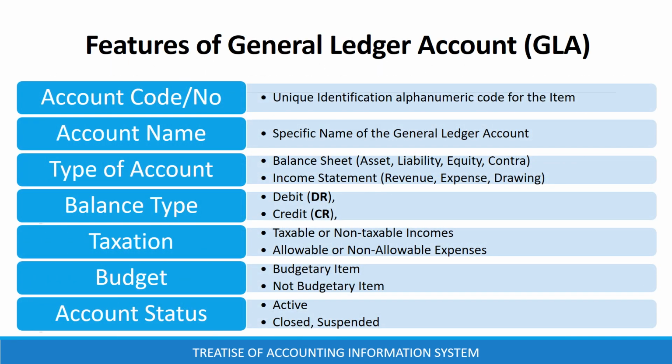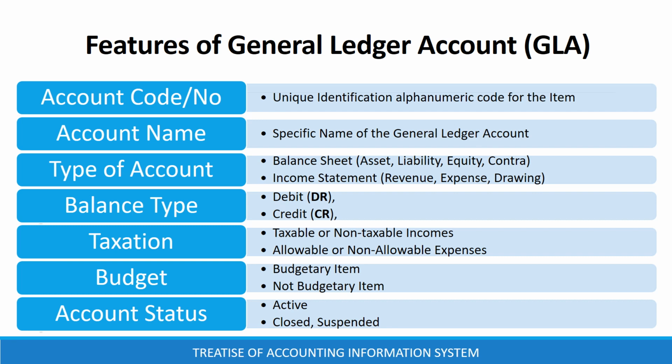The basic format of a general ledger account in a chart of account contains account code or account number, account name, the type of account, the expected balance type, whether the account is used in taxation, whether the account is a budget line item, and the status of the account. Account code is a unique alphanumeric code assigned to an account for easy identification. Account name is the specific name given to a general ledger account.